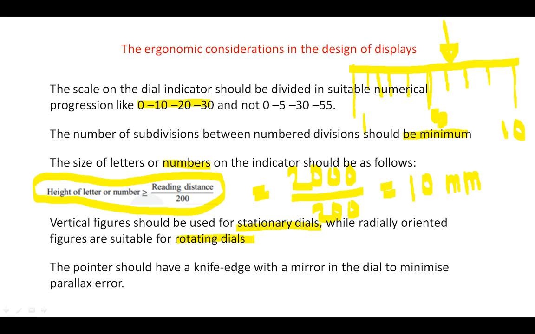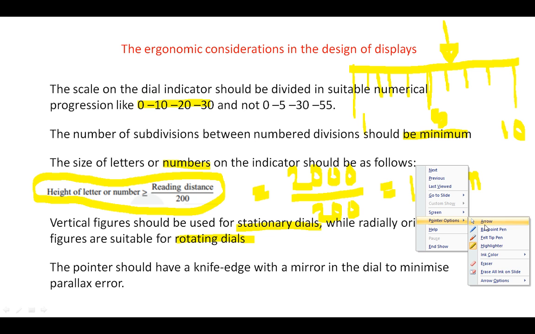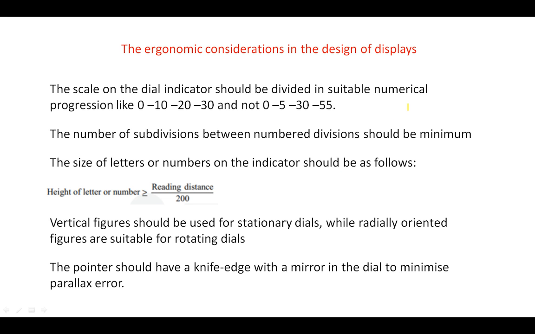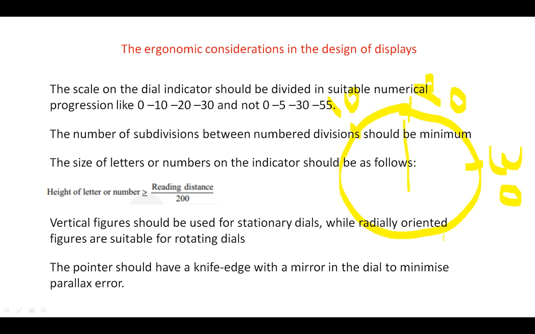If rotating dials are there, suppose a dial is rotating and the pointer is fixed, in that case you have to use radially oriented figures. Radially means this is 10, this is 20, this is 30. So this is radially oriented. Likewise, if the dial is rotating, then you have to use radially oriented figures or numbers.